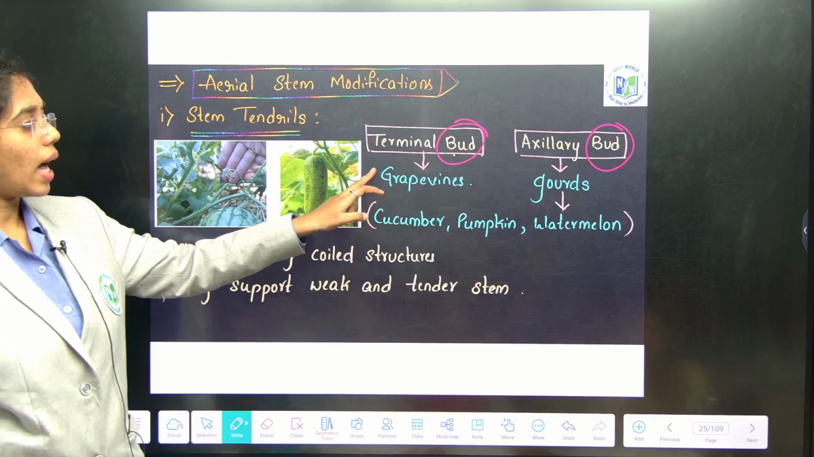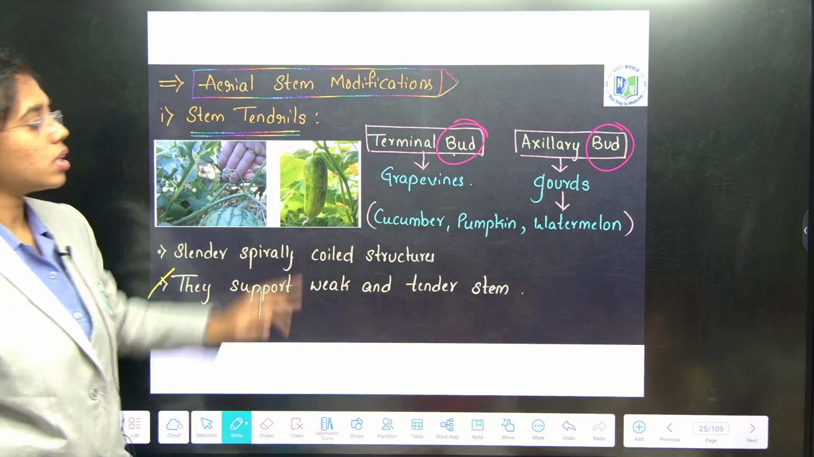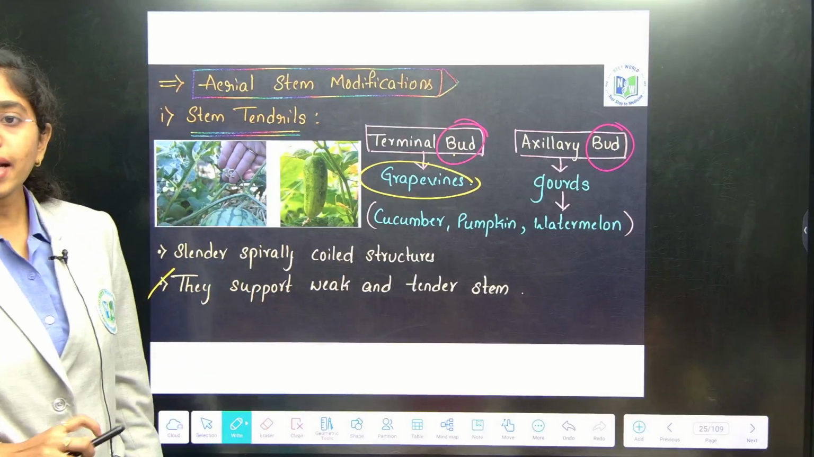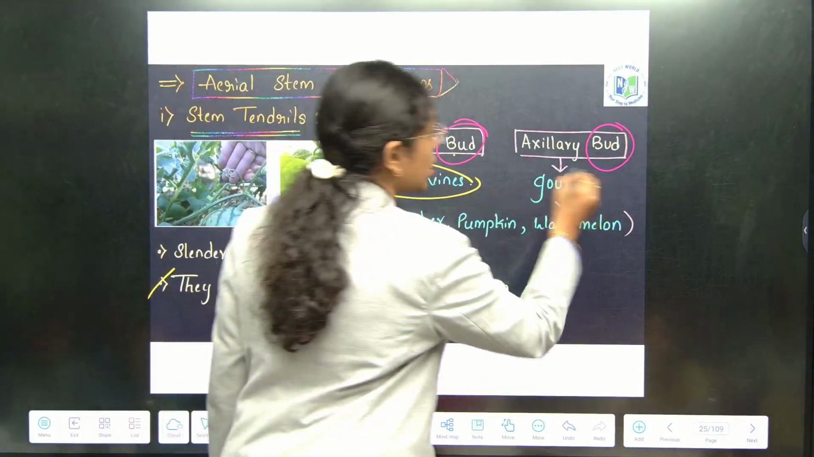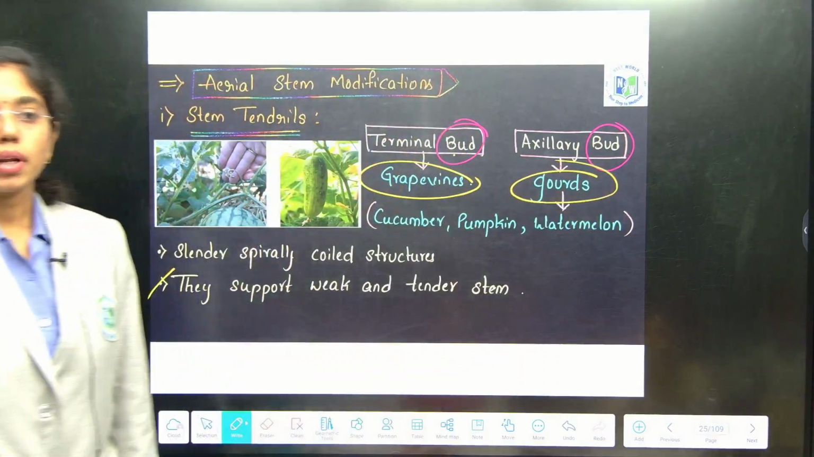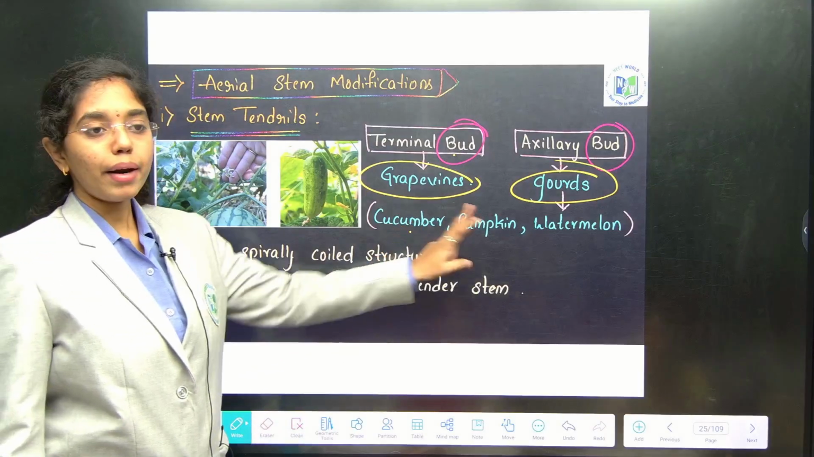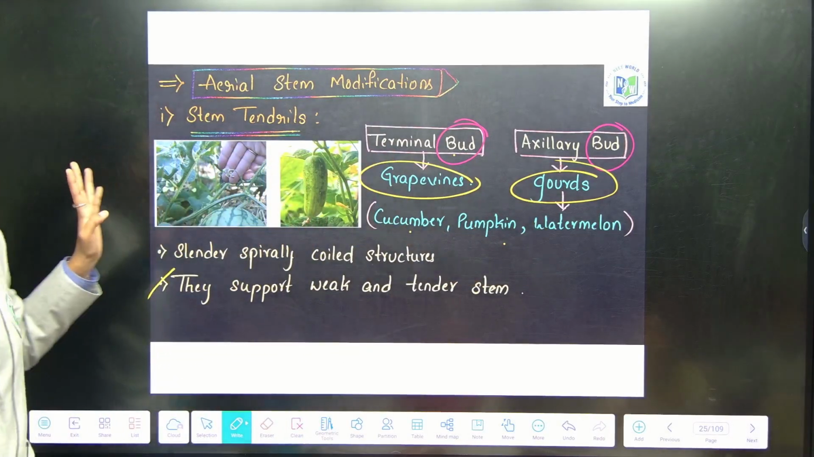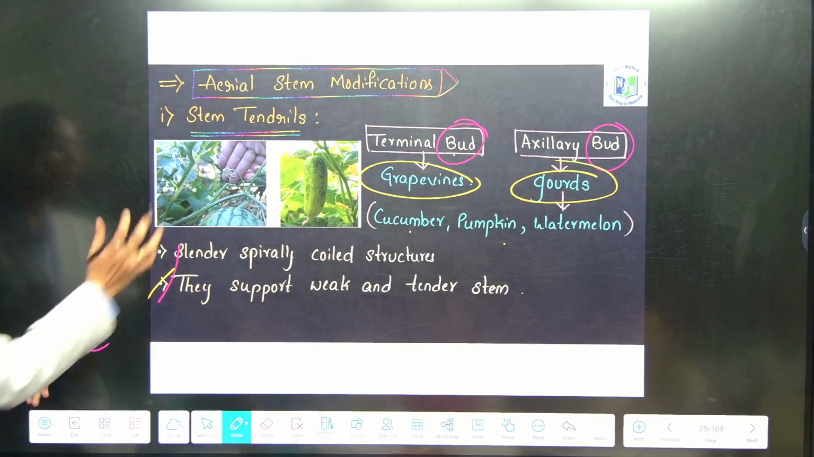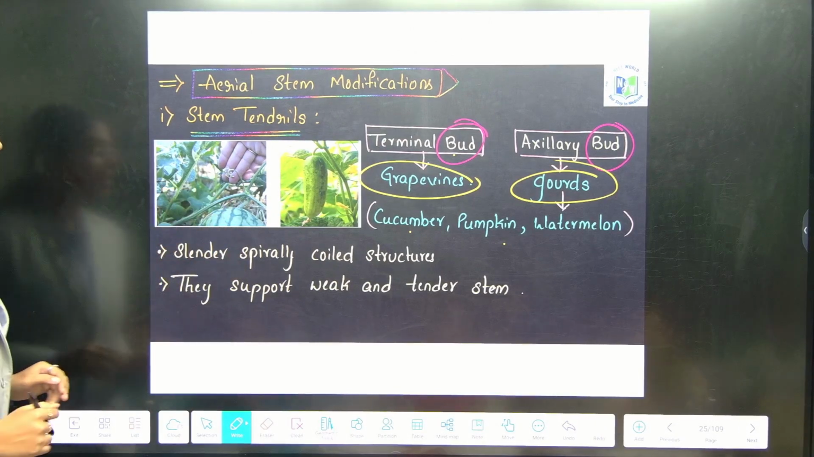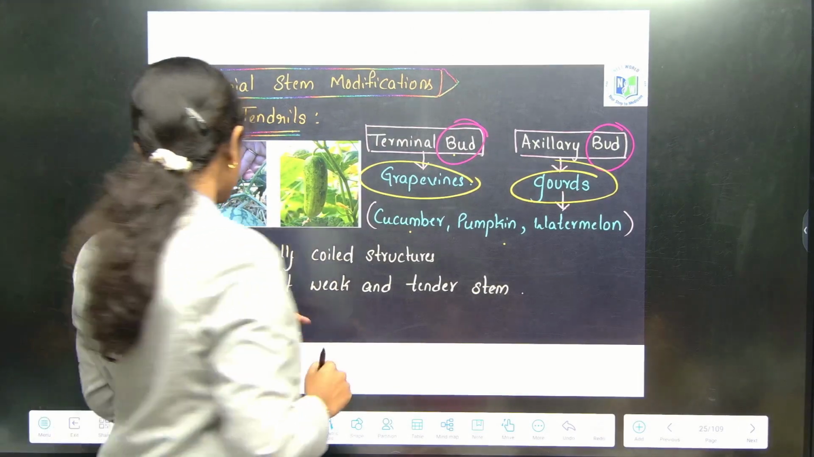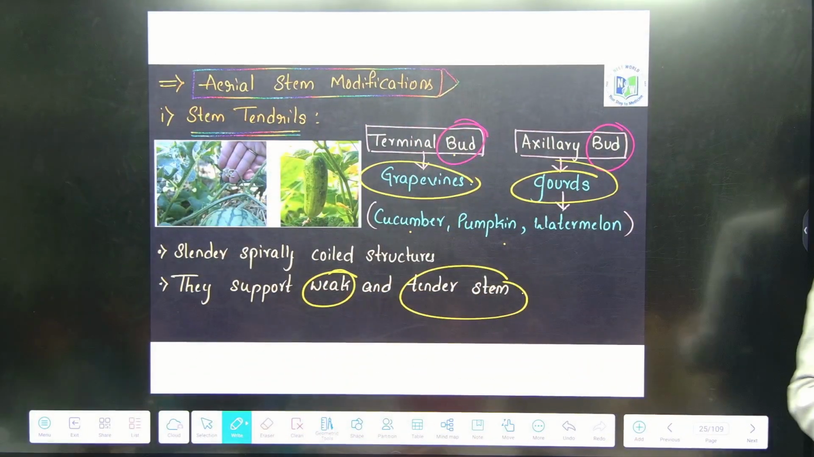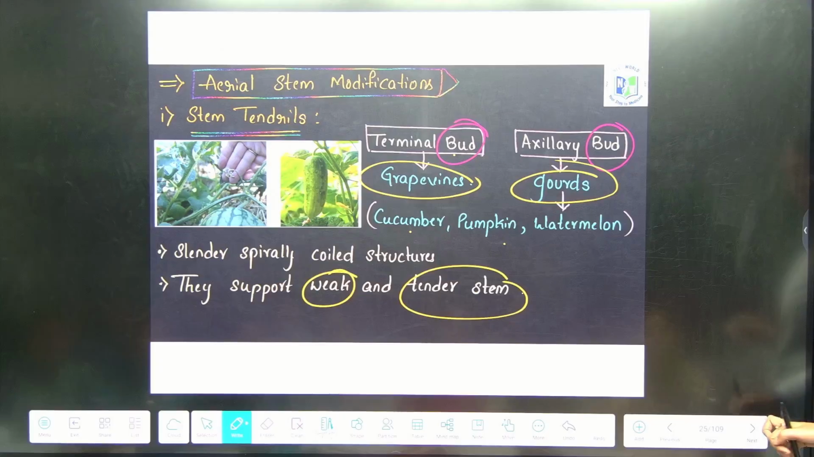Terminal buds are modified to stem tendrils in grapevines. Axillary buds are modified to stem tendrils in gourds. Examples include cucumber, pumpkin and watermelon. How can you define these stem tendrils? Slender, spirally coiled structures. They support weak and tender stems. Clear with stem tendrils, everybody?